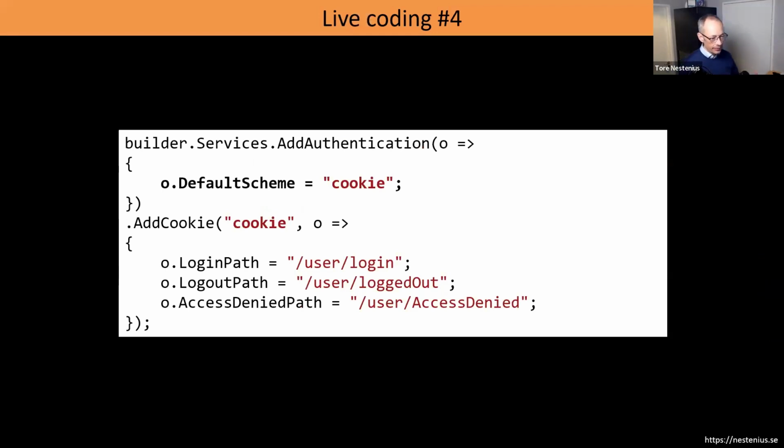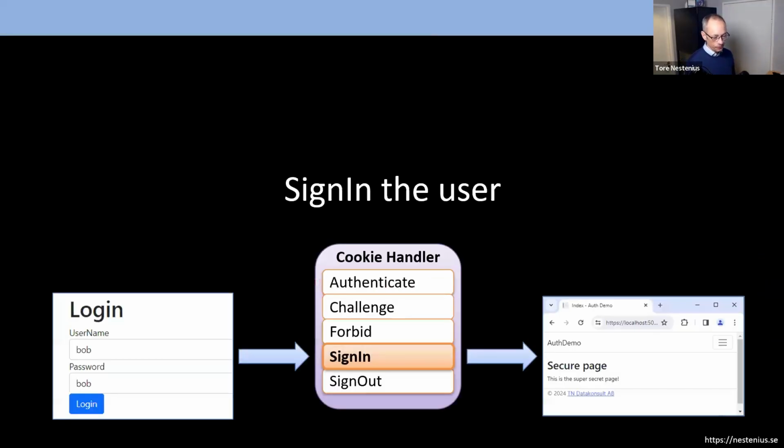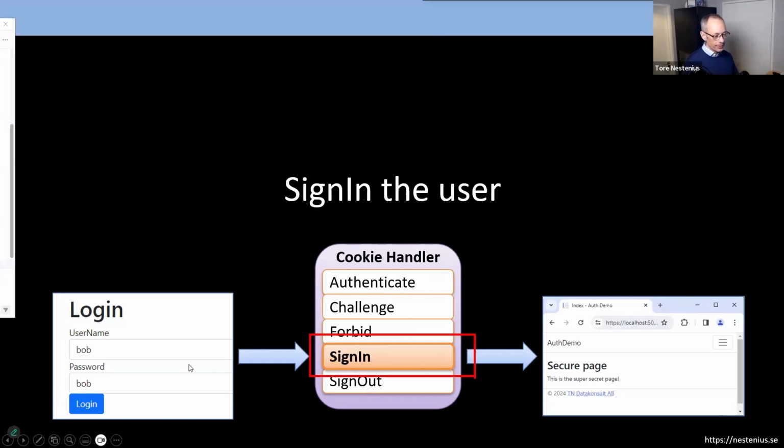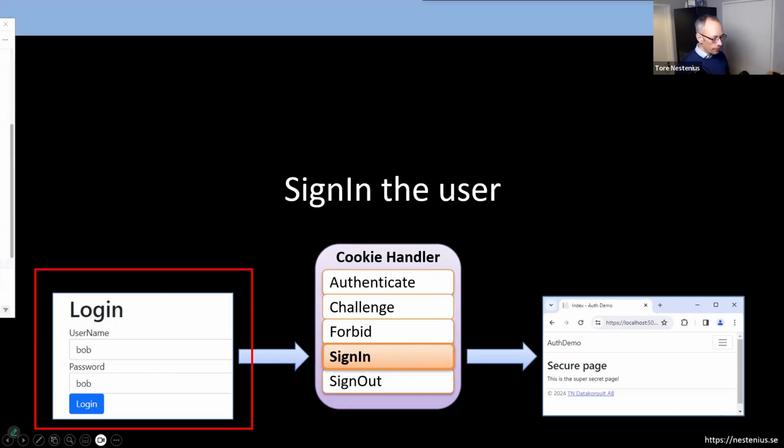So we have added the default scheme, that is all good. So now we want to sign in the user. So we learned about the sign-in operation before. So basically, when you click on the login form, eventually you want to call the sign-in method on the cookie handler and set the cookie, and then that cookie can be used to display the name on the page and also give you access to the secure page.